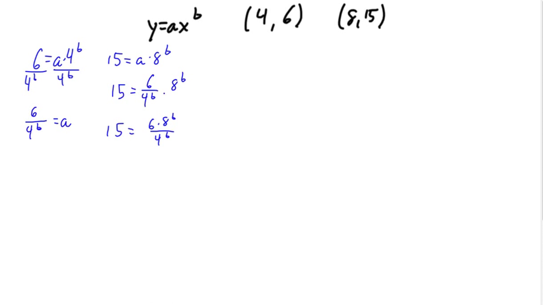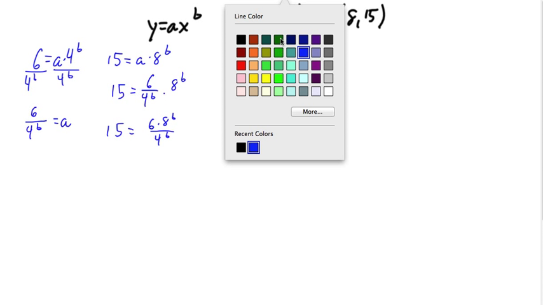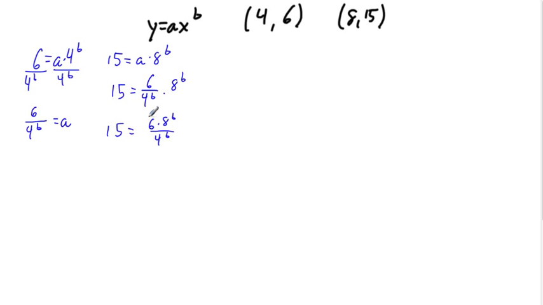Now, I can't multiply the 6 and the 8, and I can't do anything until I get rid of the 6. So what I'm going to do is multiply this side by 1/6. Here, the 6's will cancel out. Now I have to keep things balanced, so I multiply this side by 1/6, and I get 15/6 equals 8 to the b over 4 to the b.